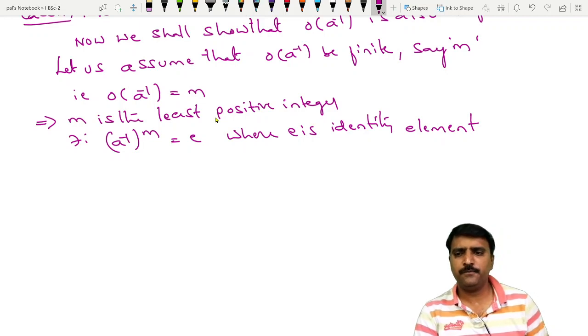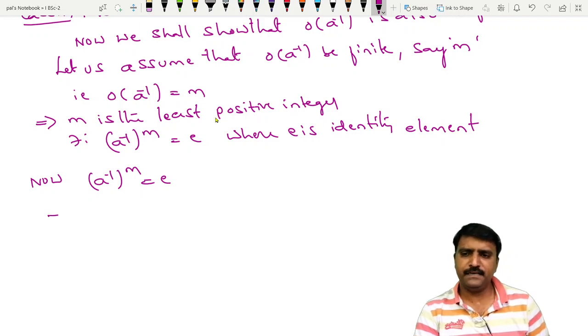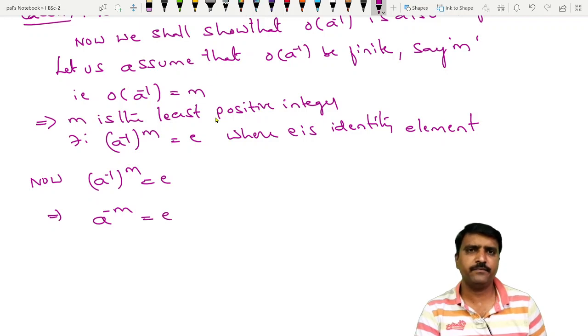Now A inverse to the power of m is equal to e, which implies that we can write the same statement as A to the power of minus m is equal to e. Operate A to the power of m on both sides, which implies that A to the power of minus m into A to the power of m is equal to e into A to the power of m. What is e? It is the identity element. If you operate any element with e, it gives the same. So e into A to the power of m is A to the power of m only.